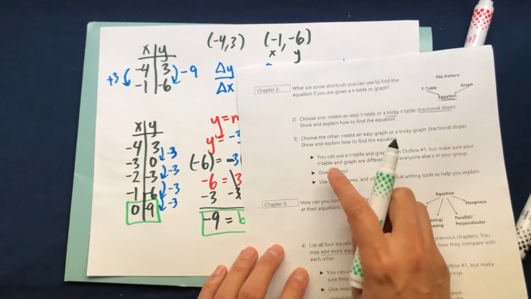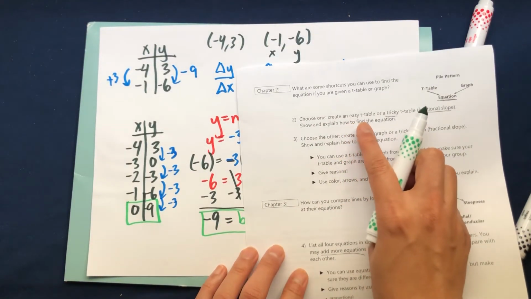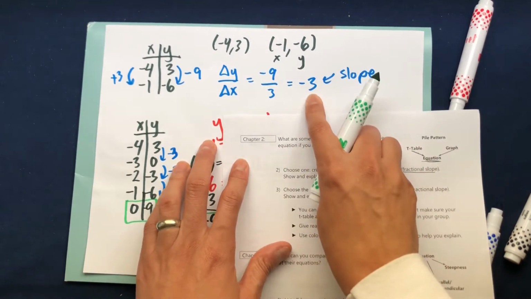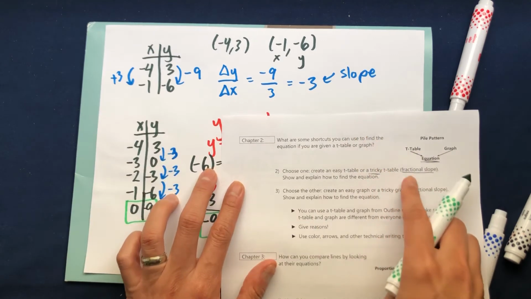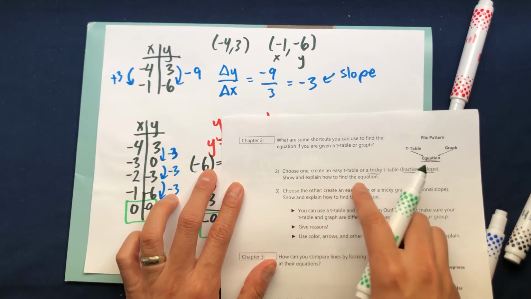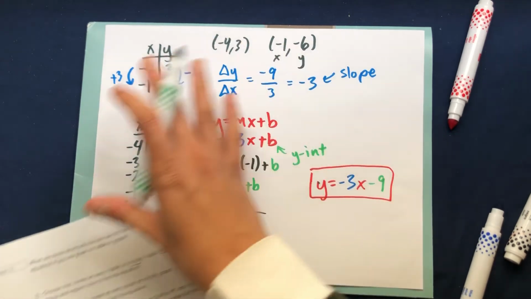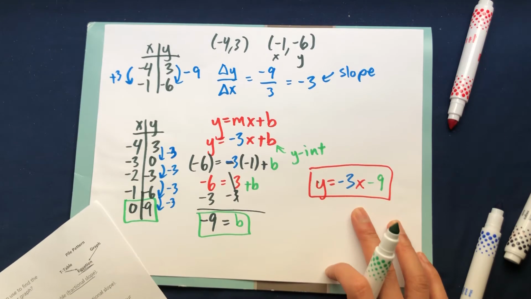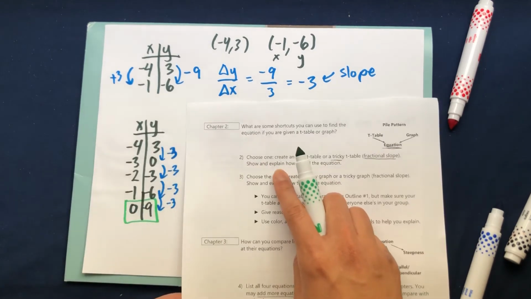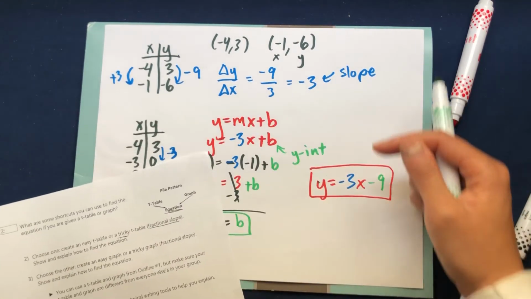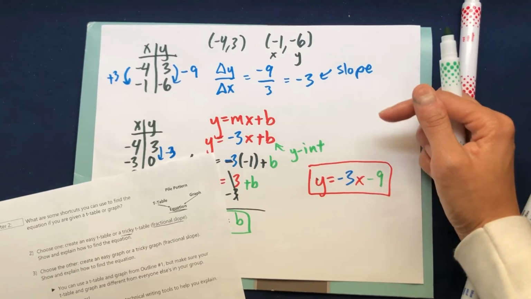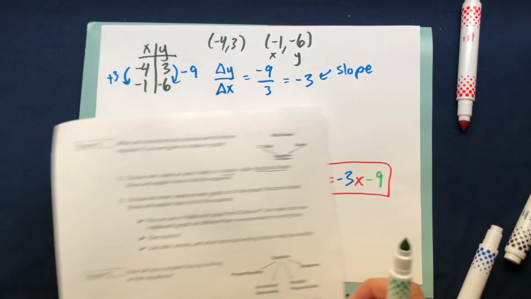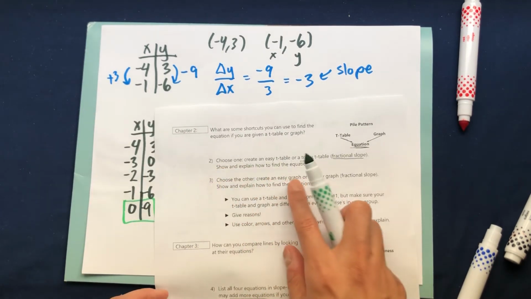So step 2 says, choose 1, create an easy t-table or tricky t-table. In this case, we used an easy t-table because our slope was not a fraction. Show and explain how to find the equation. I just showed you how to find the equation from the t-table to the equation. Now, to explain it, you need to write in words what you did step by step. So explain what you did first, second, third, fourth, fifth, all the way until the equation. That's how you do step 2.